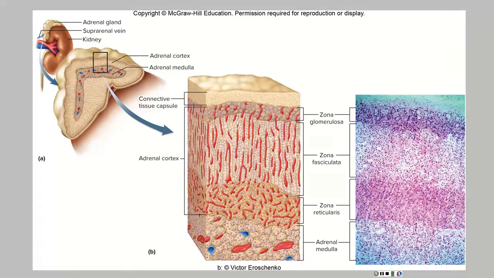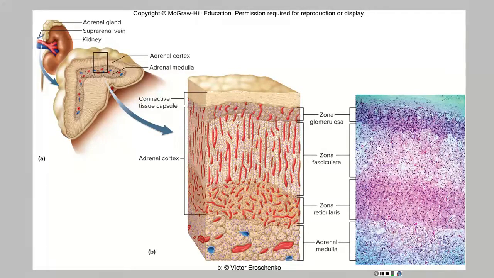Protein catabolism. It also breaks down proteins. It helps resist stress. When you're stressed, remember, that's one of the stimuli for CRH, which stimulates ACTH, which stimulates the adrenal cortex, including cortisol. And cortisol is going to help resist stress. When you're really stressed out, your cortisol levels are up.